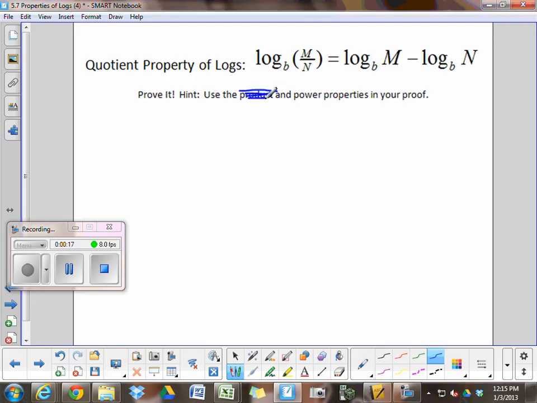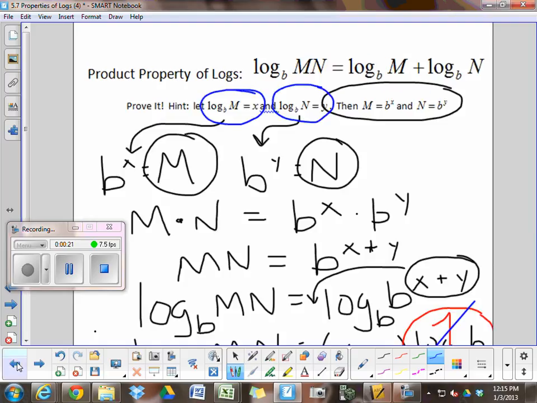So what we have here is we're going to set this up pretty similar to what we did for the product property, where we're going to let the log of m base b equal x, and the log of n base b equal y. Therefore, what I have circled in black here will be true, that m will equal b to the x, and n will equal b to the y. So we're going to pretty much use that same given statement, or that same hint. So let's see if we can just capture it here.